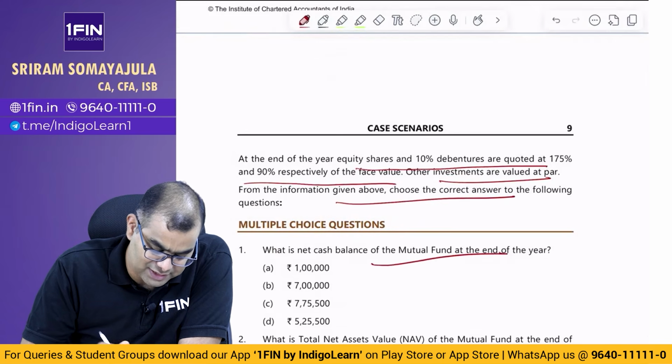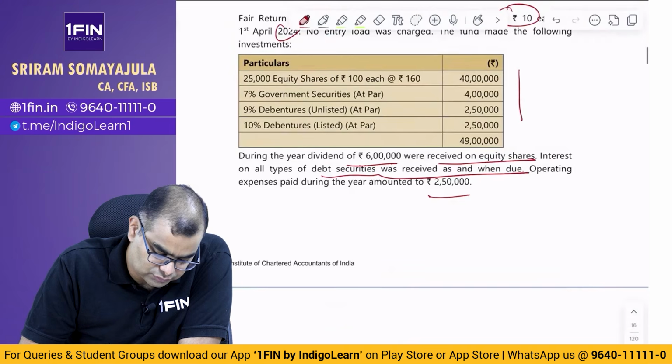From the information, choose the correct answer. What is the net cash balance? What is the cash balance? 6 lakhs is the dividend.